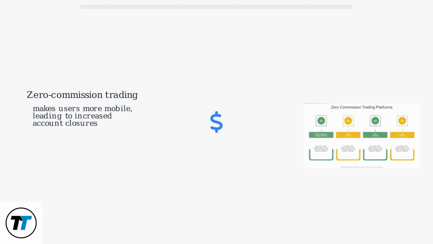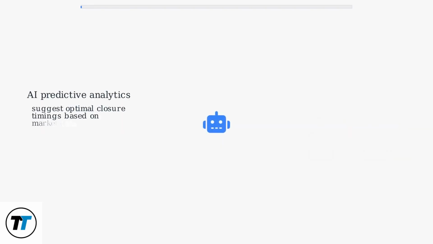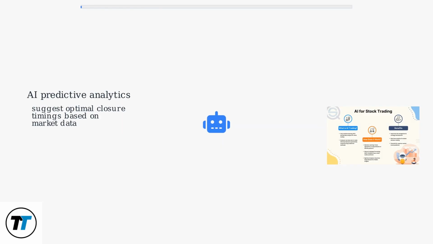Account closures are increasingly impacted by industry trends. The rise of zero-commission trading is making users more mobile, leading to increased account closures as investors switch platforms. IBKR is also integrating AI for predictive analytics to suggest optimal closure timings based on market data, helping users make informed decisions about when to close accounts.